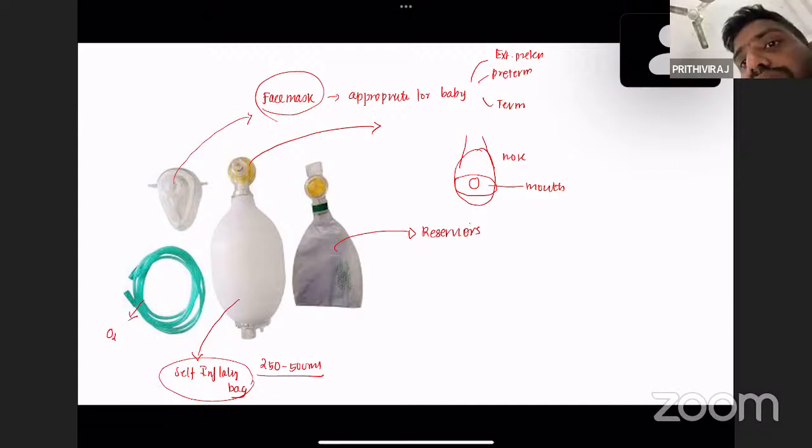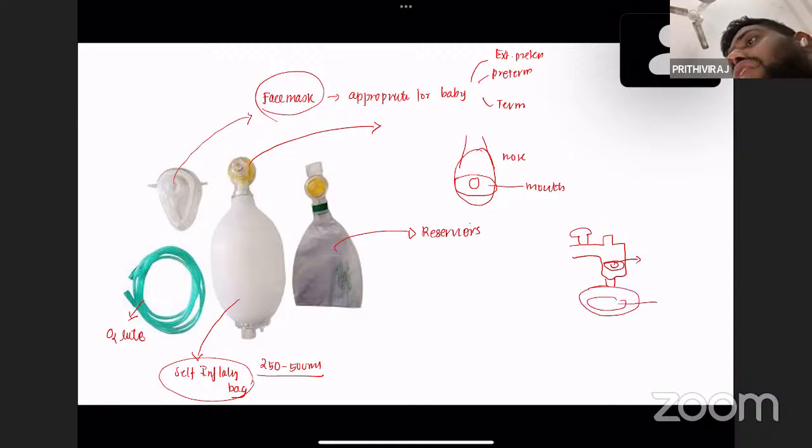This is the oxygen tube. And when you go for this pump, there will be a fish mouth valve where you apply the face mask. Sorry, it's a fish mouth valve, that is the outlet valve.